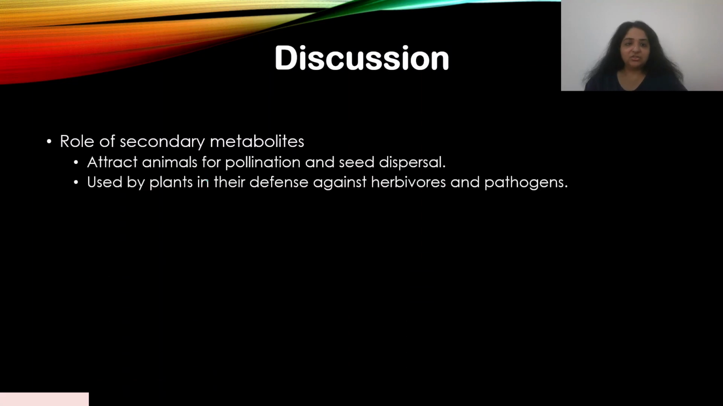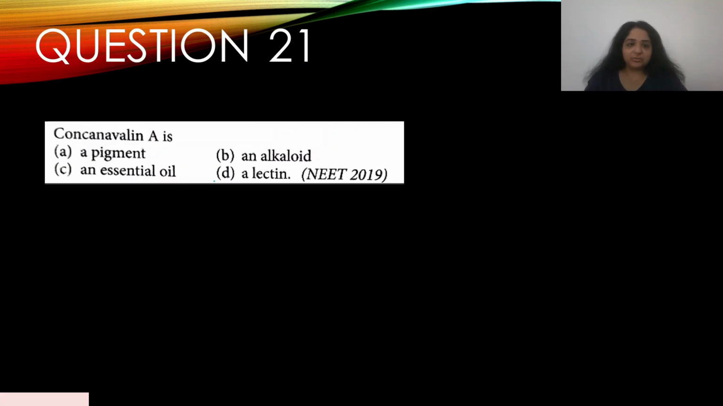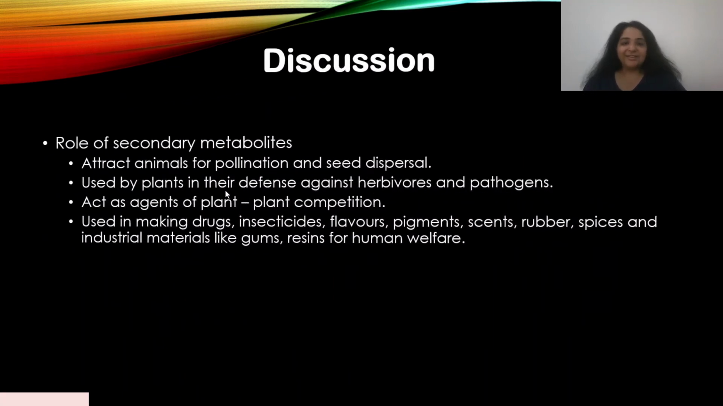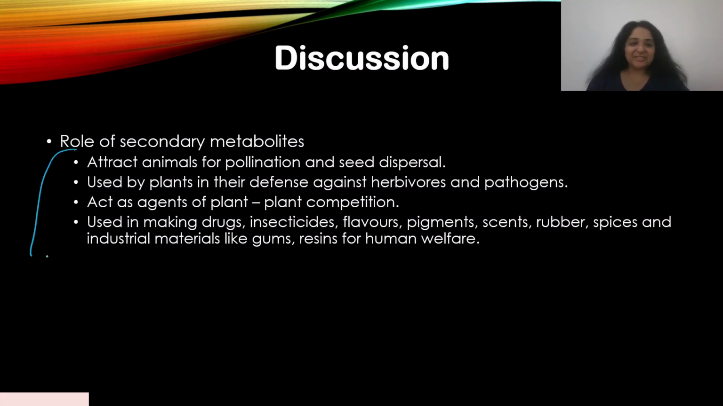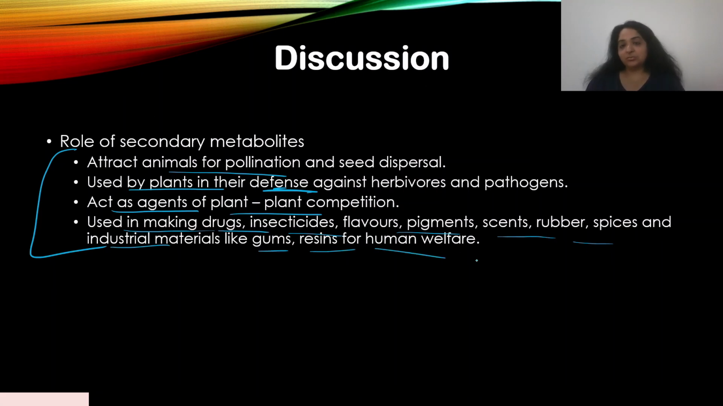I have mentioned the role of secondary metabolites here. There are four roles, functions. They attract animals for pollination, seed dispersal. They're used by plants in their defense against herbivores and pathogens. They act as agents of plant-to-plant competition. They're used in making drugs, insecticides, flavors, pigments, scents, rubber, spices, and industrial materials like gums and resins for human welfare. So these are the basic roles.